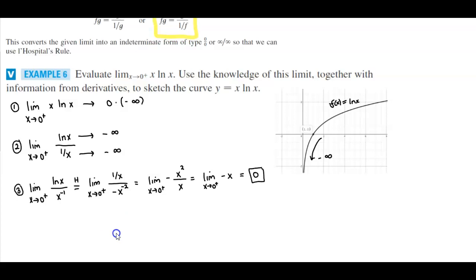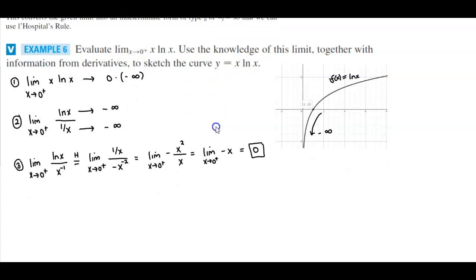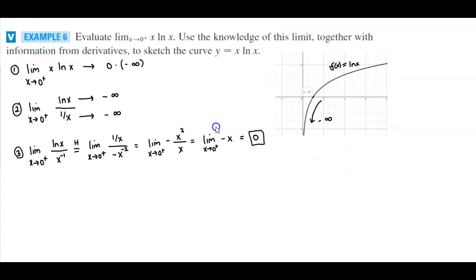Okay? So now once we have this information, we want to put this together to sketch the curve of y is equal to x times the natural log of x. In order to do that, we want to find the first and the second derivative. So now we have the function y, which is equal to x times the natural log of x.